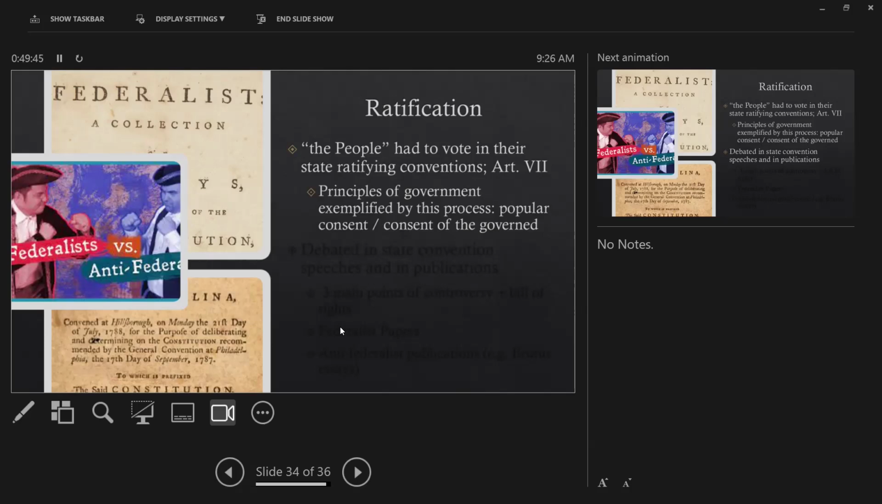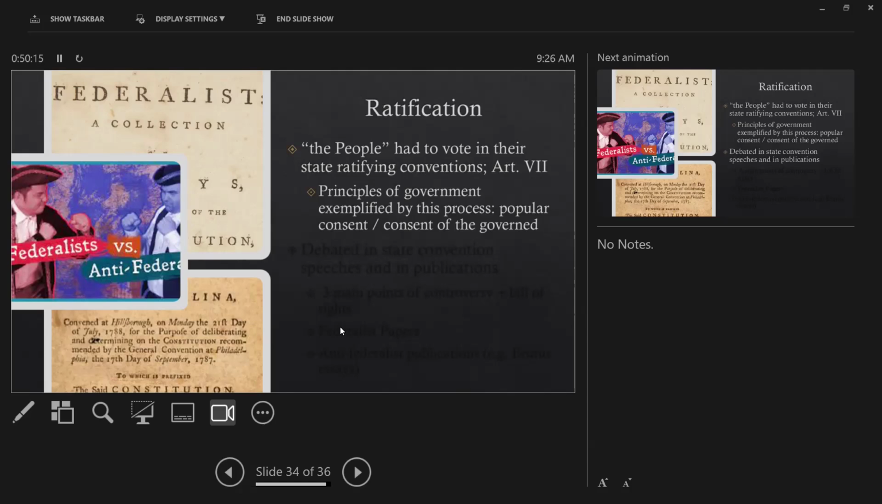Now we are a nation of people. We have, as individuals, a direct relationship with our national government. So the government needs the people's blessing for the Constitution to take effect. So instead of just having state legislatures get together and look at the Constitution, the people had to look at the Constitution and decide whether they approved of it or not. And they did so in the context of these ratifying conventions.